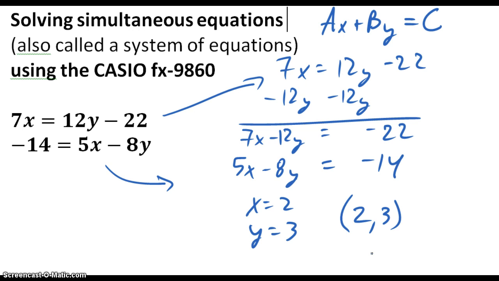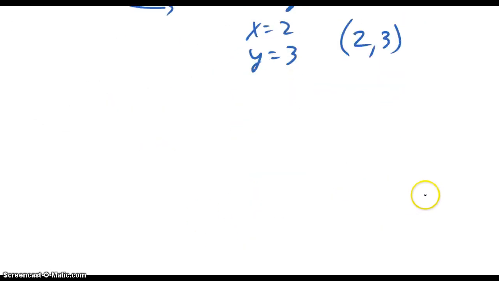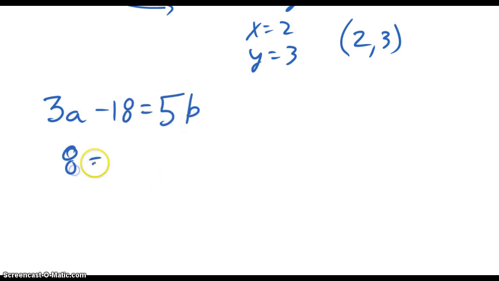So now you're going to try one. I'm going to scroll down here. I'm going to give you one. You're going to try this: 3a minus 18 equals 5b, and 8 equals negative 2a plus 4b. Okay, so you're going to solve this. Notice that the two variables are a and b. Go ahead and put that in the correct format, enter it into the calculator, figure out what the solution is. You're going to pause the video. I'm going to put the answers right over here. Go ahead and pause now.